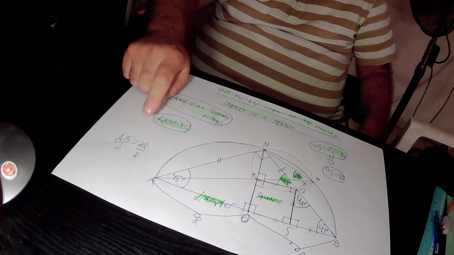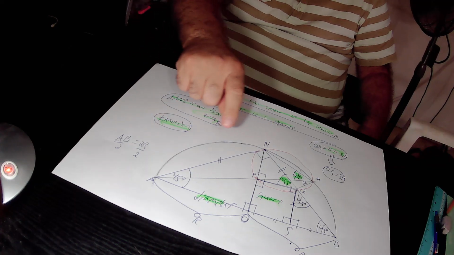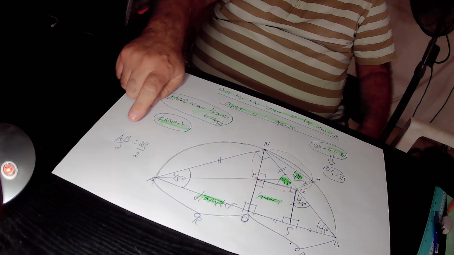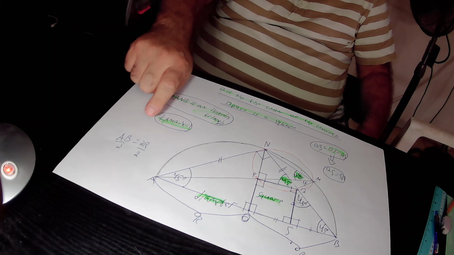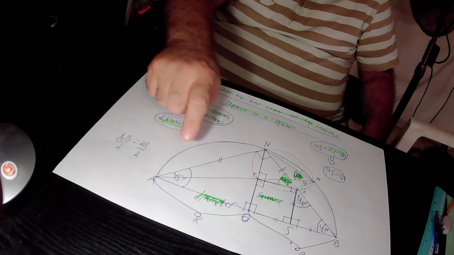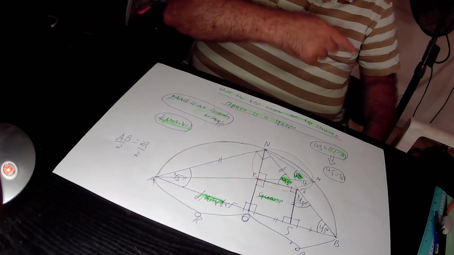Therefore, each half must be equal to AB over 2. Because AB has been bisected, each half must be equal to AB over 2. AB is 2R, so AB over 2 is 2R over 2. So each half of the base AB must be equal to R. The first half is R, the second half of AB is also R.